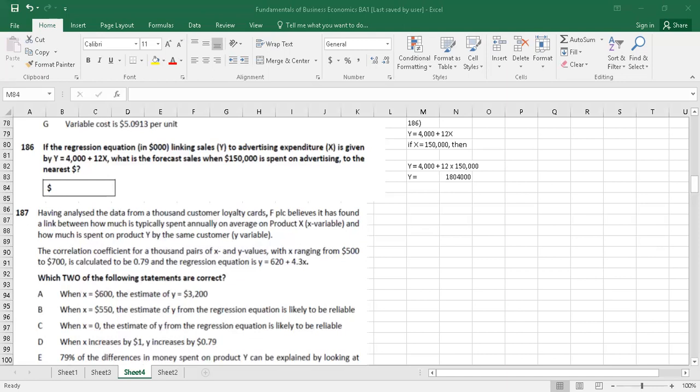Ma'am, I think we have to put the bracket also. 4,000 bracket something plus bracket. No need. Mod mass, no? Yeah, 12 into 150,000. No need actually. It takes the value, so it's coming to 58 lakhs actually.